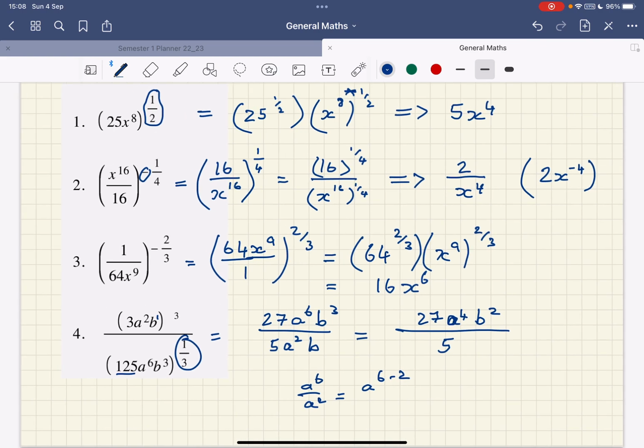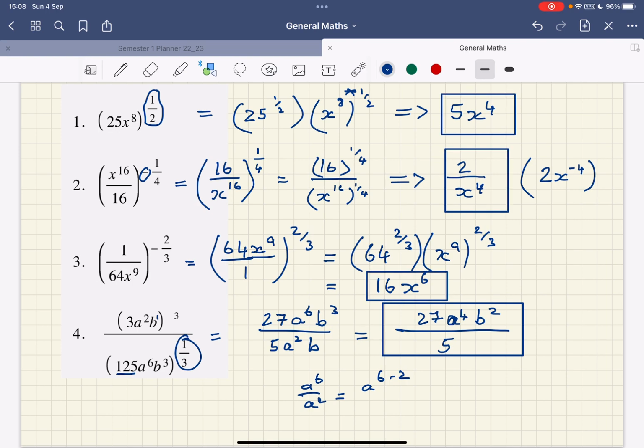So there we have my 4 different answers to those 4 questions, where we're combining the fractions, the negatives, and the brackets as well. Remembering we've got to raise, for example, 25 to the power of a half.